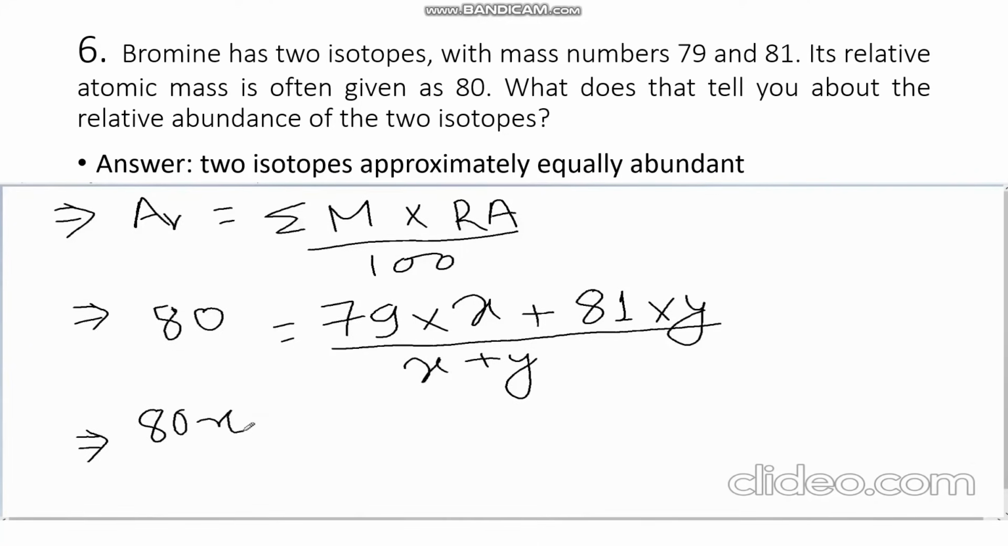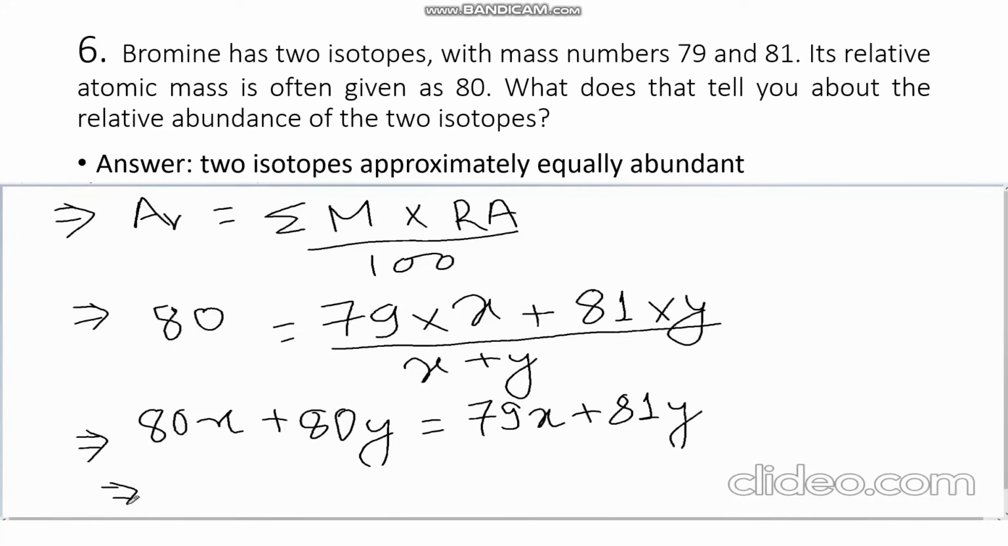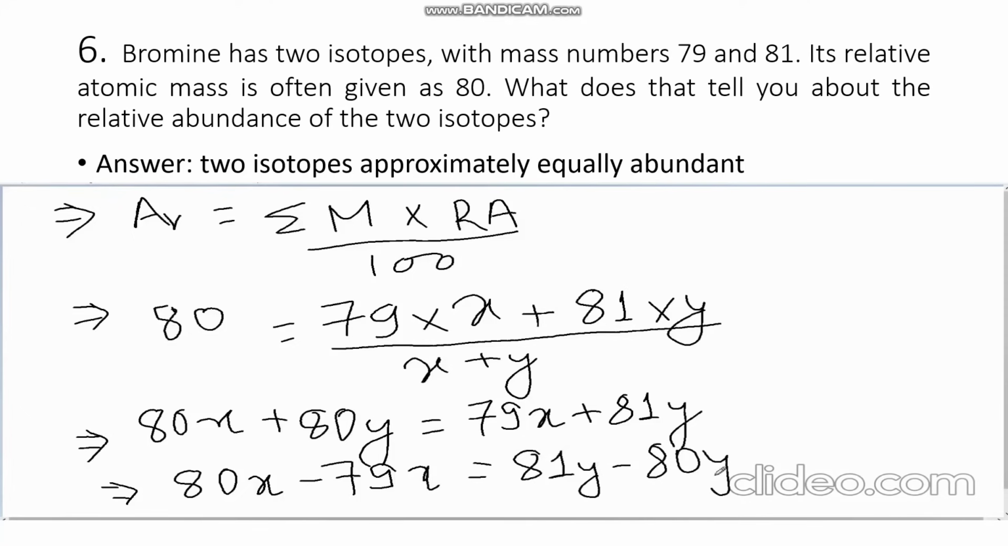80X plus 80Y is equal to 79X plus 81Y. So that means now 80X minus 79X is equal to 81Y minus 80Y. So that means X is equal to Y.